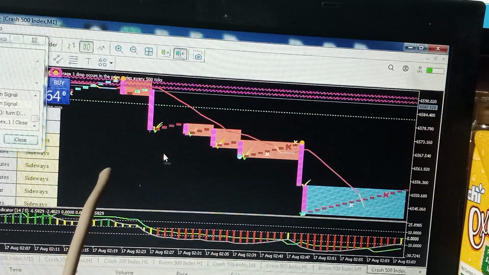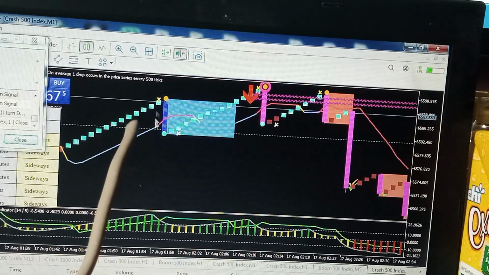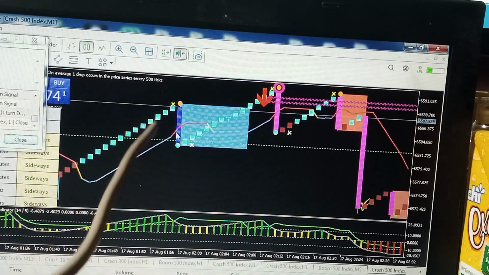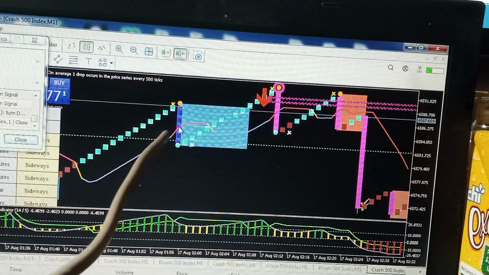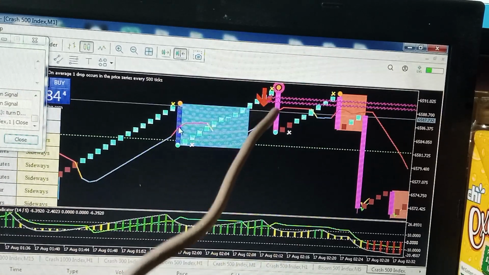So let me show you. How do you know that there is more spike? This spike happened here and it's blue. It shows bullish momentum. This thing crosses with the blue. You can enter and hold for your 5 to 7 candles.